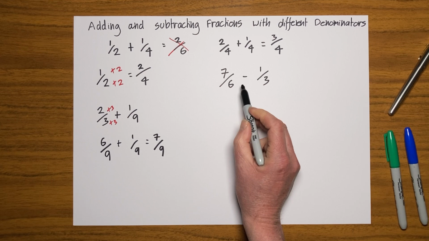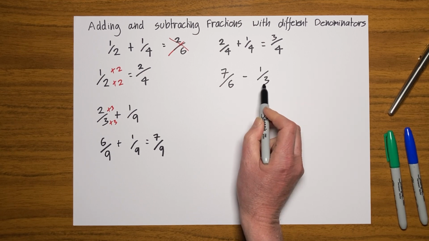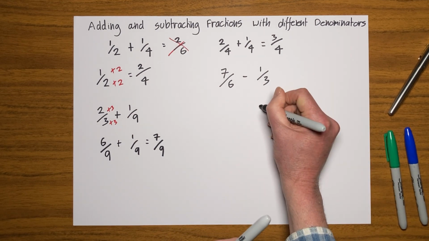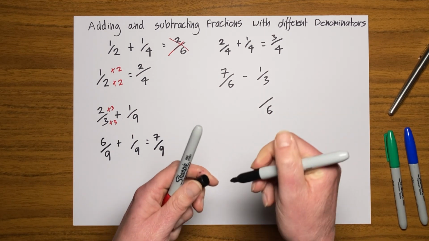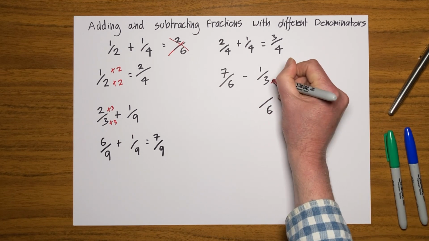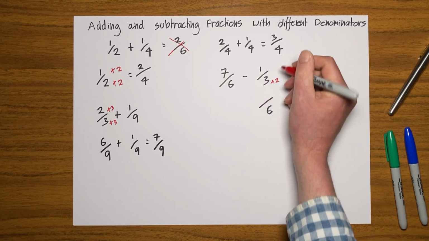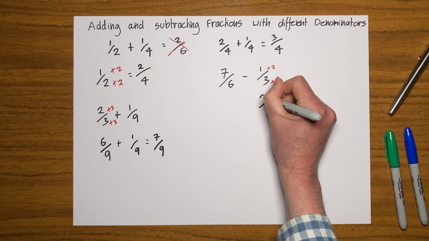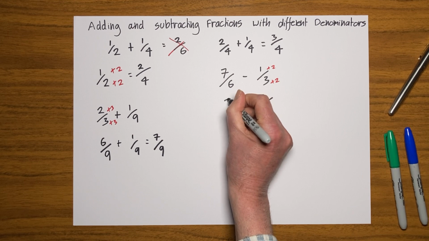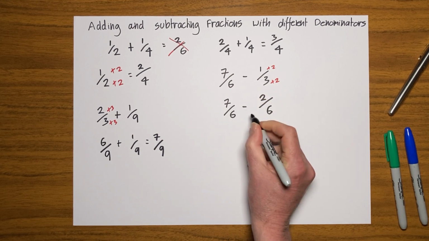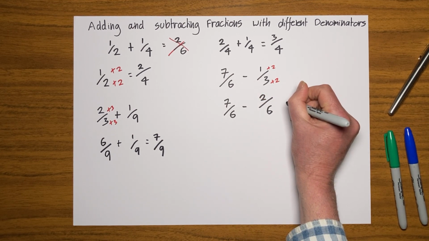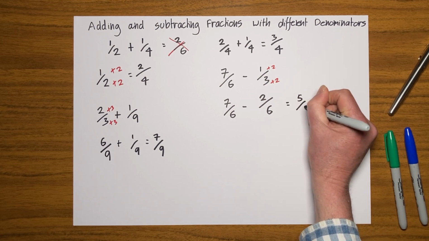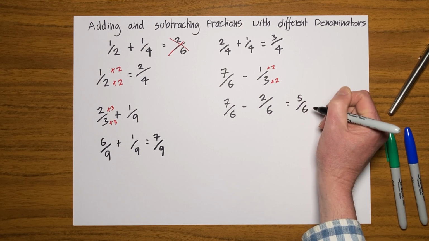Well, I can't do that at the moment because these are different, but I can change thirds into sixths. So let's do it underneath again. And I know that if I double 3, it becomes 6. So I need to double a 1 as well. 1 times 2 is 2. Keep this, so now I've got 7/6. Take away 2/6, and they equal 5/6. So that is my answer, 5/6.